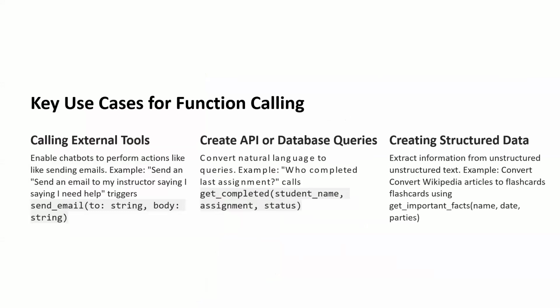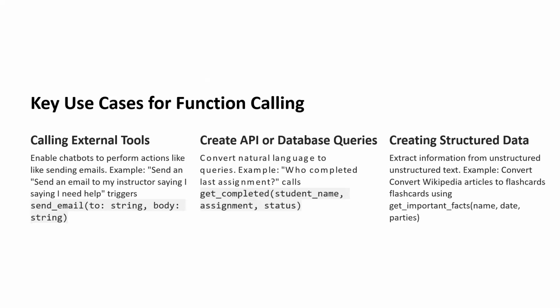So the key use cases for function calling. Function calling allows us to call and use XML tools. So it enables chatbots to perform actions like send an email to an instructor saying, I need help, right? This triggers a function like send email. Now, later on in the class, I'll show you what a function looks like, how you define a function, and then how we call the function into our main app file to perform whatever task we need to perform.